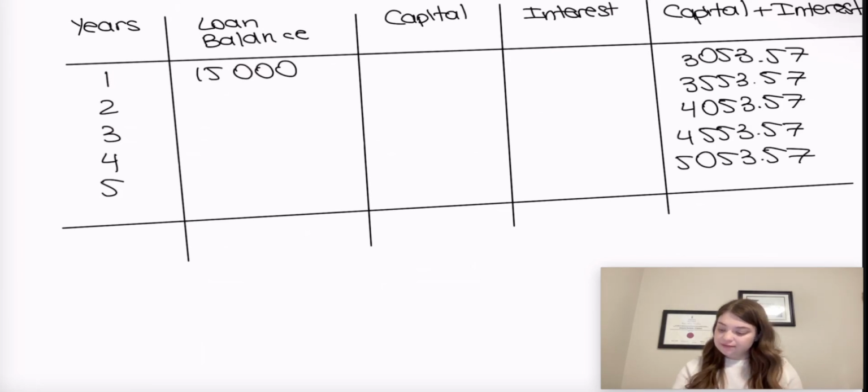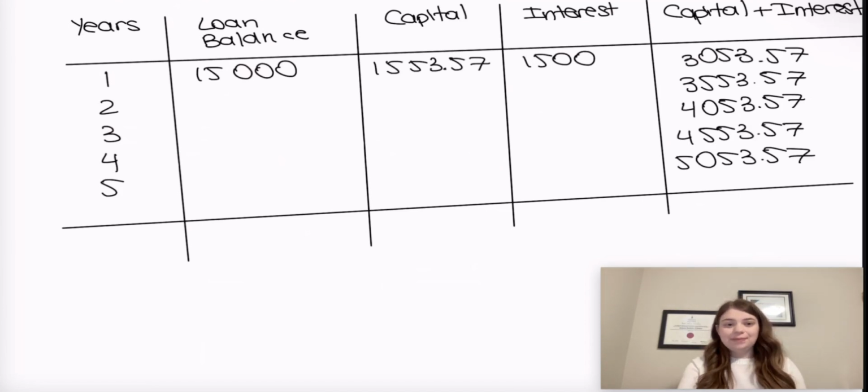So that means of this total payment, $1,500 of our very first payment is going to interest, and the remainder must go to capital, right? Because we only owe $1,500 of interest that first year. So therefore, if we do $3,053.57 minus the $1,500 that goes to interest, we'll get that therefore $1,553.57 was able to go to capital.